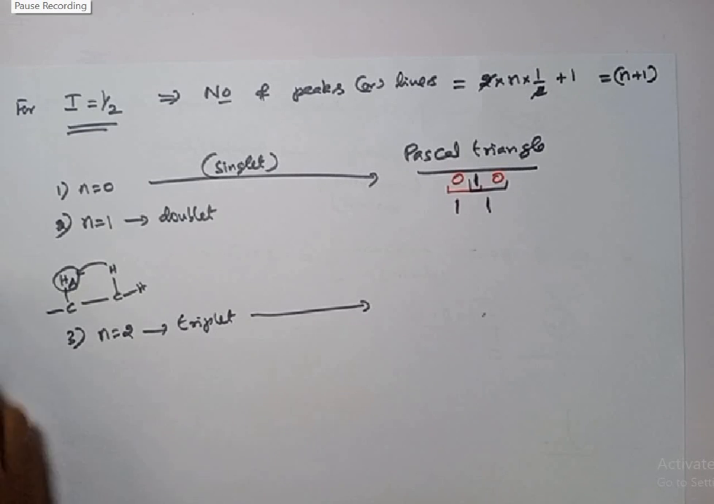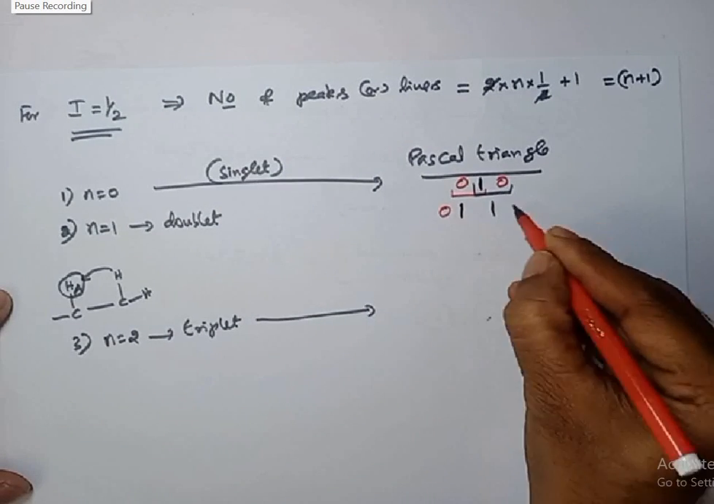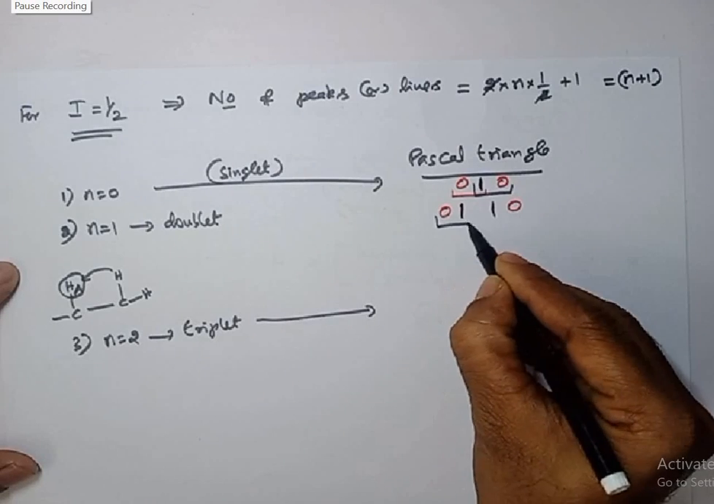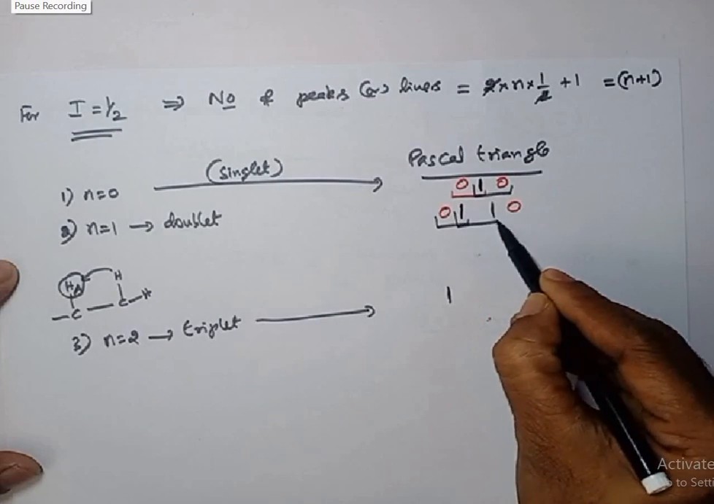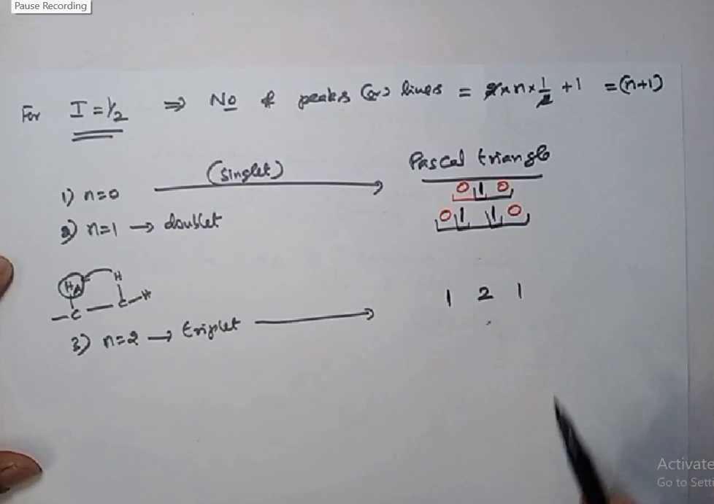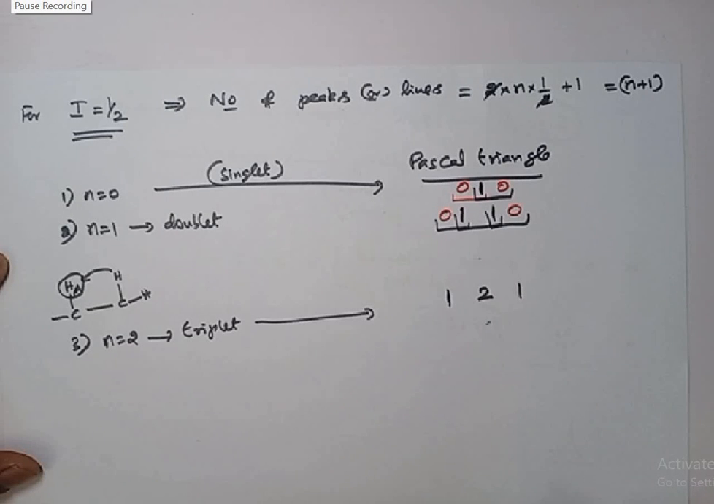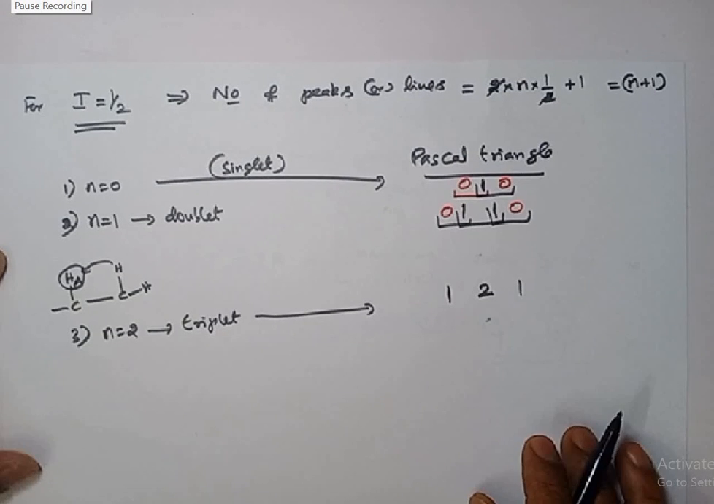Very simple. Listen, add two zeros on both sides. Add 1 0 this side and 1 0 this side. Then add two numbers. I'll add these two numbers: 0 plus 1, I'll get 1. Then the next two numbers: 1 plus 1 is 2, 1 plus 0 is 1. So, the intensity ratio is 1:2:1. For a triplet, the intensity ratio is 1:2:1.